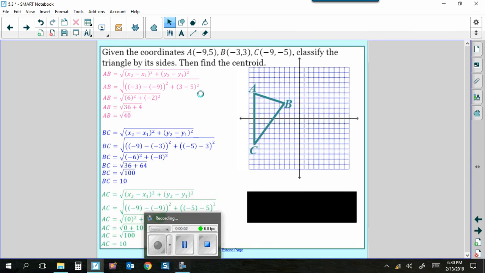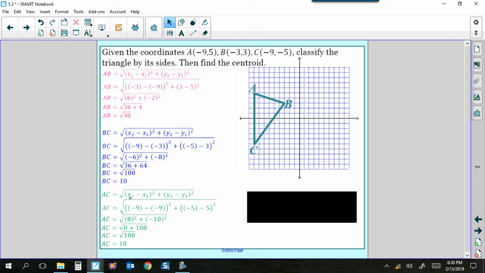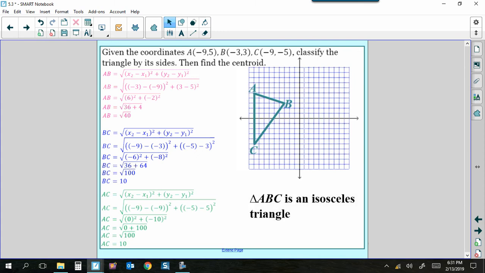So you can see here that when I plug in my A and C coordinates, I end up getting negative 9 plus 9, which is 0, and negative 5 minus 5, which is negative 10. 0 squared is 0, and negative 10 squared is 100. You end up getting the square root of 100, which is 10. So because I have these two side lengths, we are able to say that this is an isosceles triangle. And I can actually go ahead and add in my congruency marks. I know that AC is congruent to BC.